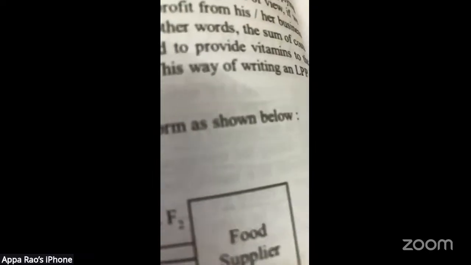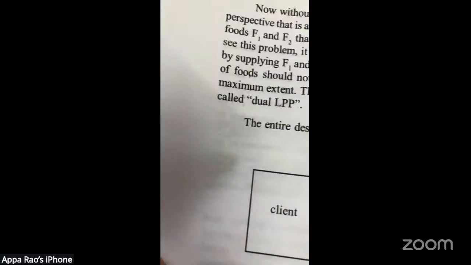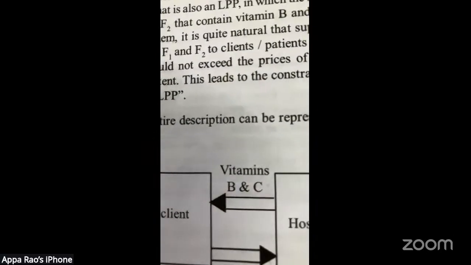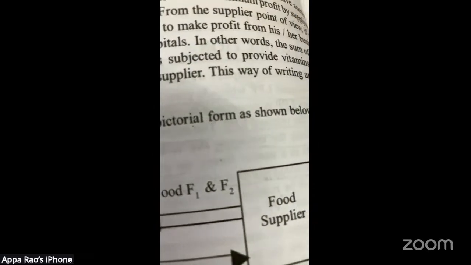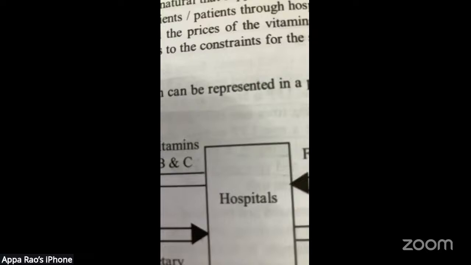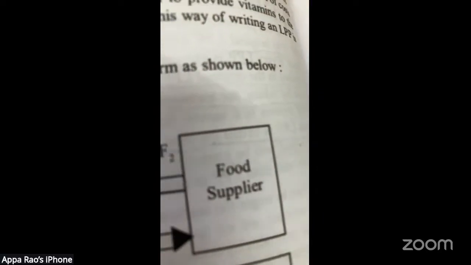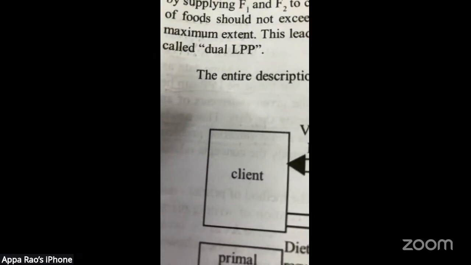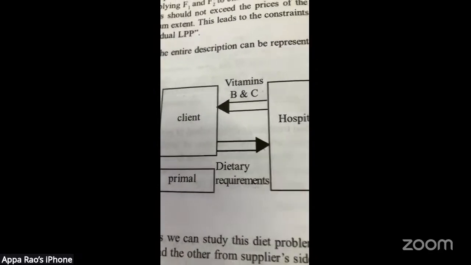In other words, the sum of costs of foods should not exceed the prices of the vitamins, subject to providing vitamins to the maximum extent. This leads to the constraints for the supplier. This other way of looking at the problem is the LPP called the dual LPP.